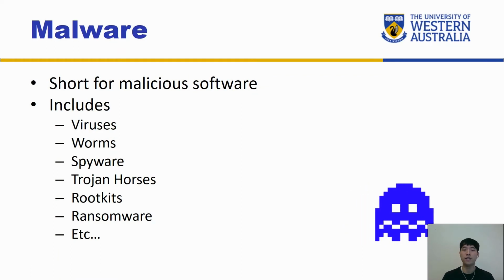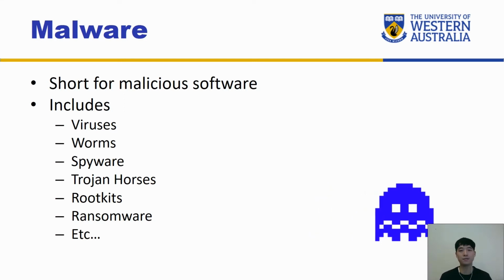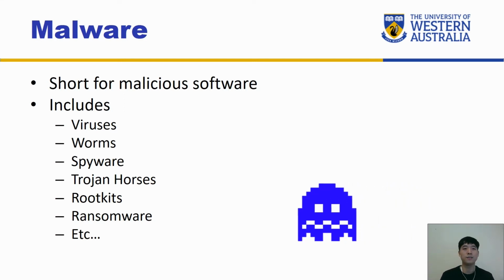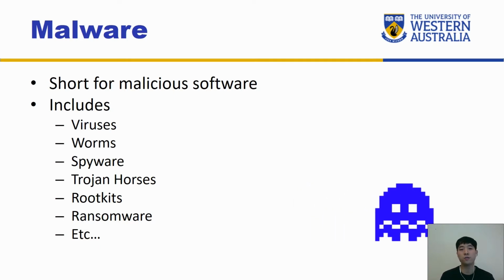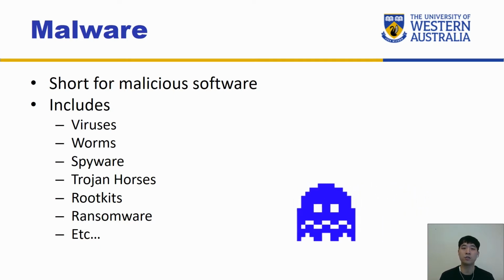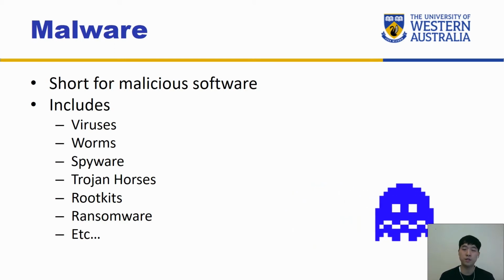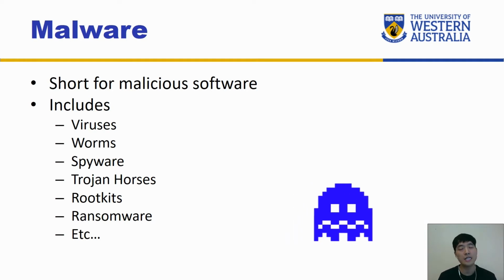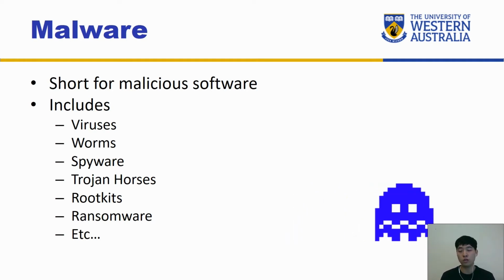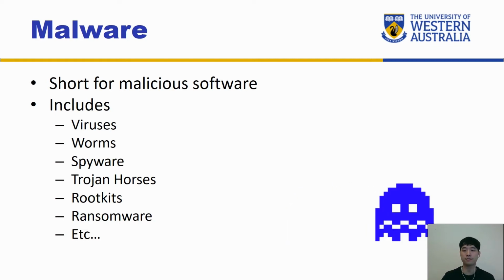Hello and welcome back. In this video, we'll be looking at malware. Malware is short for malicious software. This includes viruses, worms, spyware, Trojan horses, rootkits, ransomware, pretty much everything, right? Anything that does something that you don't want it to run is malware. Okay, so let's have a look.